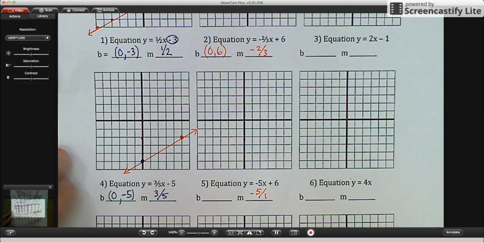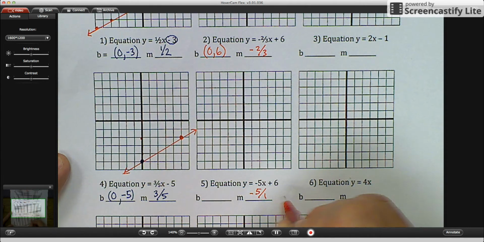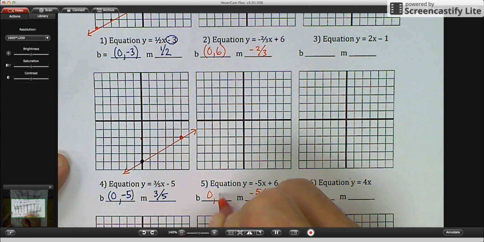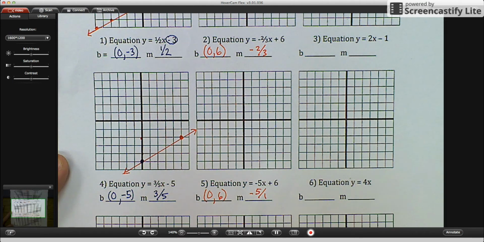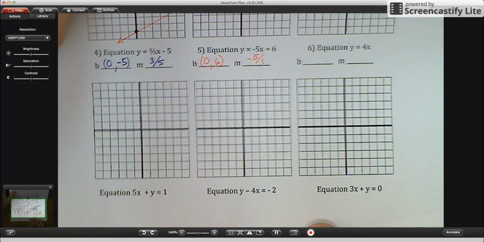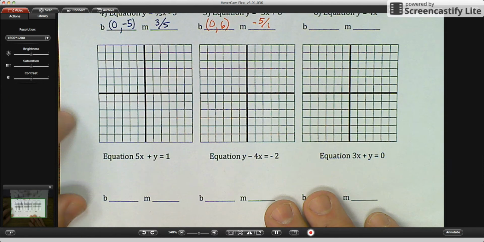For number 5, my m is going to be -5/1 because you have to turn it into a rise over run. And my b is going to be 0, 6. And then I'm going to go down to the last example. Last example has a little bit more space.